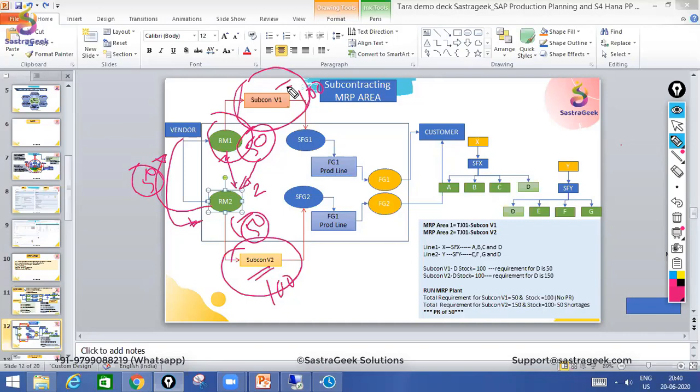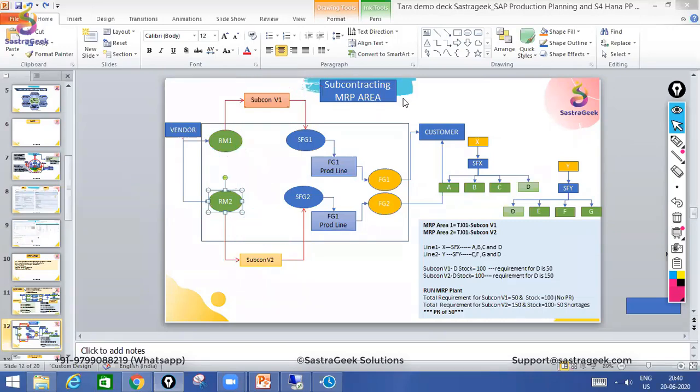Right? Okay. There is one more question from, I guess, Alok. So Tara, you pick a vendor for subcontracting, to which you issue the component, right? From the PO side, like purchase order, and you give issue to vendor, right? Yes. So this process we will discuss in detail when we go to the subcontracting scenario.